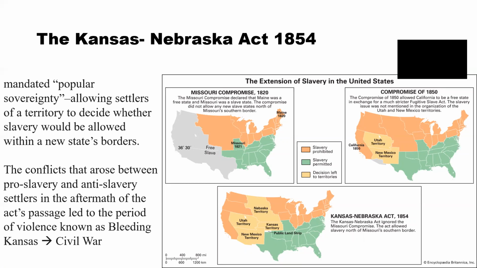So this led to conflicts between pro-slavery and anti-slavery settlers, and it led to a period of violence known as Bleeding Kansas. It's armed conflict between those two forces, and many historians even consider this to be the start of the Civil War.